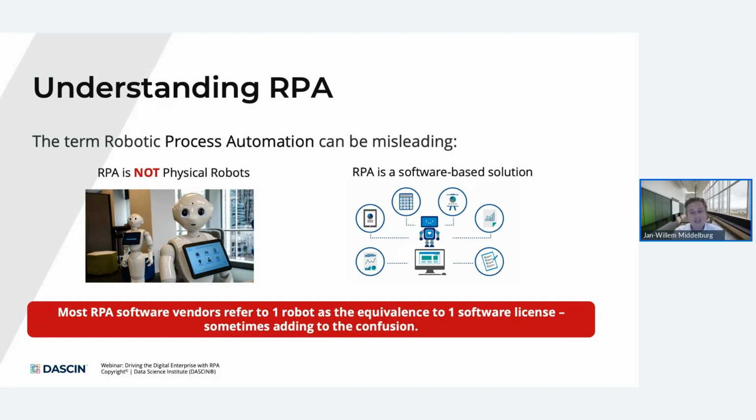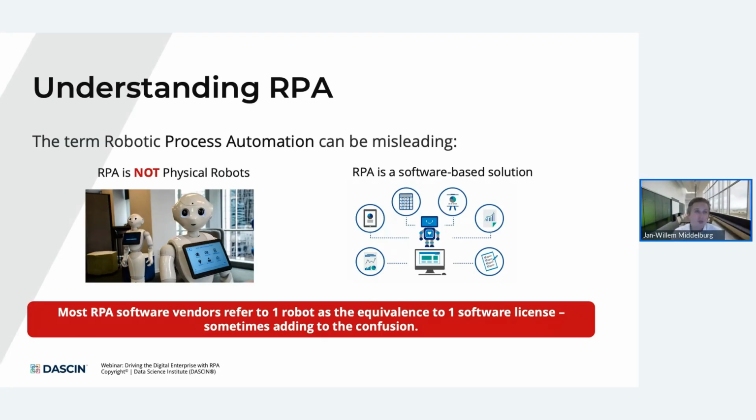So RPA in itself is a software-based solution. It's configured and installed, and the workflows are typically designed within a computer screen as well. So that means that it's a non-tangible kind of asset.